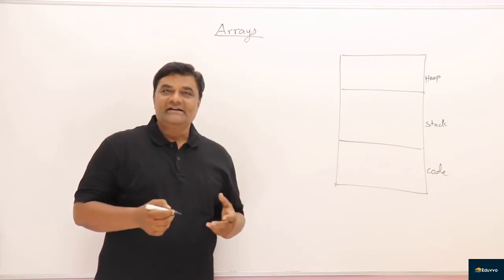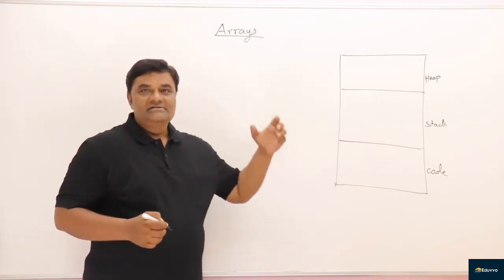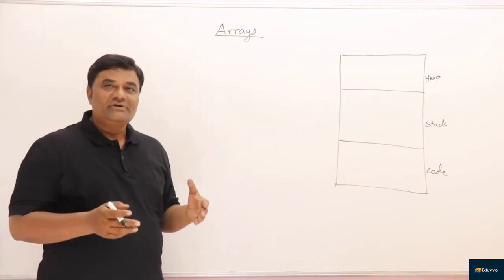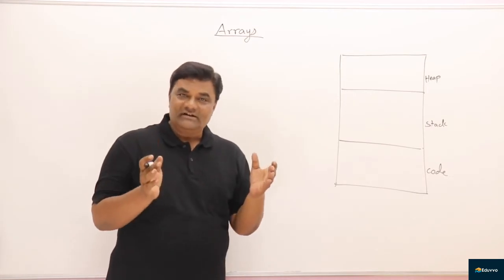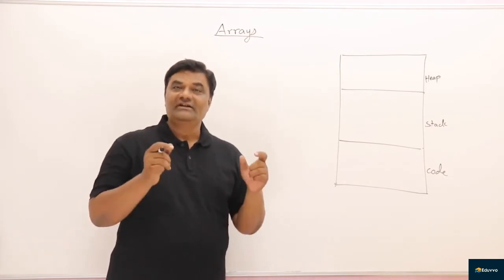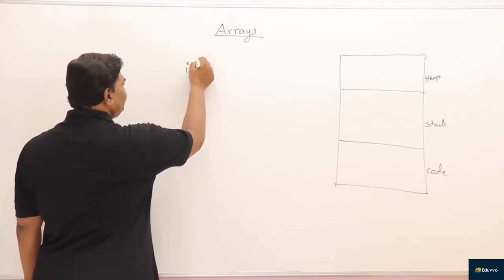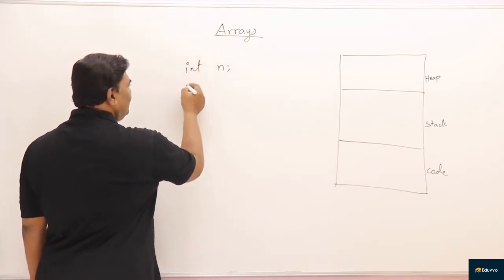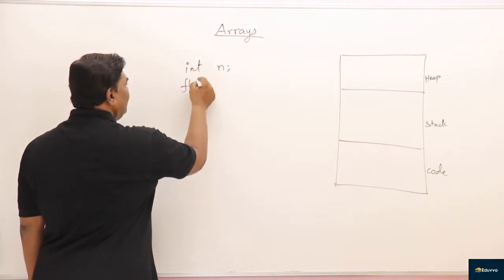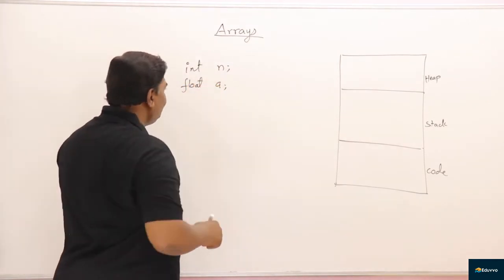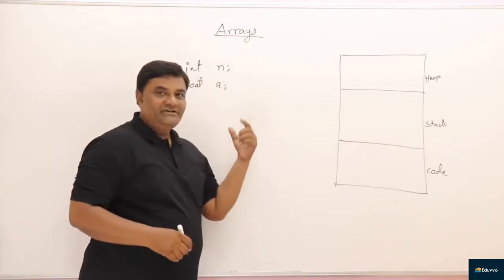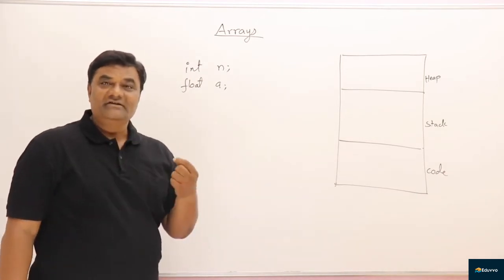Now the topic is arrays. Arrays are useful for storing a collection of data items, a collection of elements. Usually in our program we declare variables like this: integer n or float a. The purpose of these variables is for storing a single value.